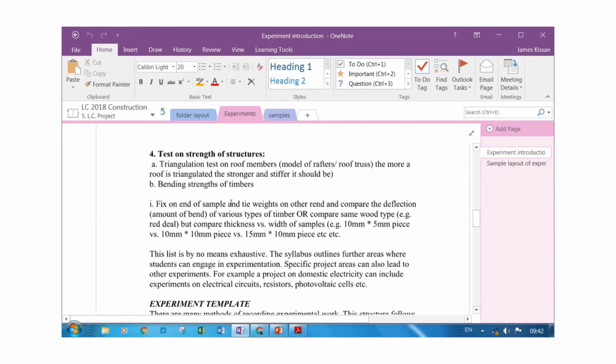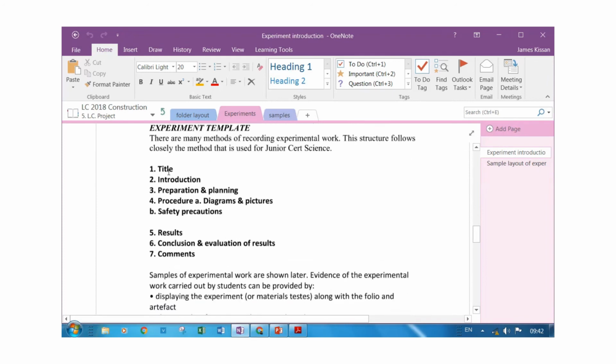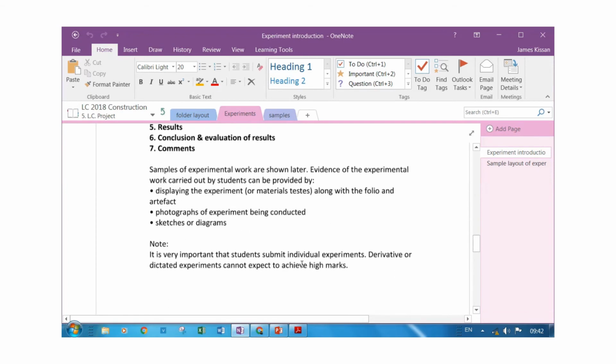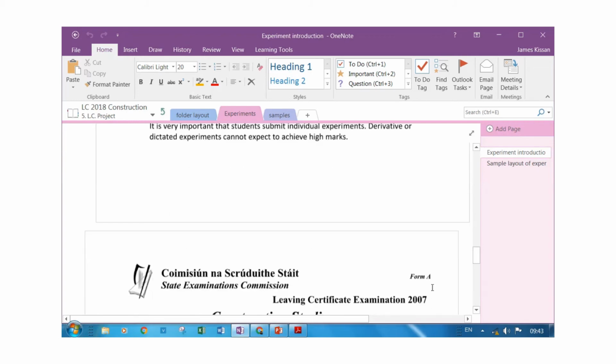Okay, now next thing then is, this here is a kind of a template for your project. So for your experiment. Title, then introduction. Now introduction, the aim of the experiment. Next thing then, the equipment. Next thing, procedure. Then results, conclusion, and then photograph diagram. Okay. Now, next thing here, you have to put a date on your experiment. Okay, all experiments have to be dated. That's what an experiment is. Okay, it's the same as junior cert science.